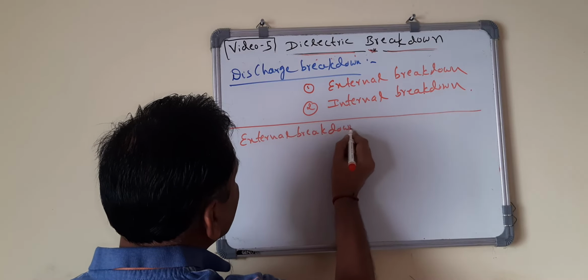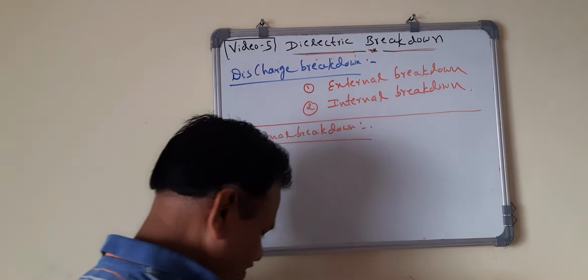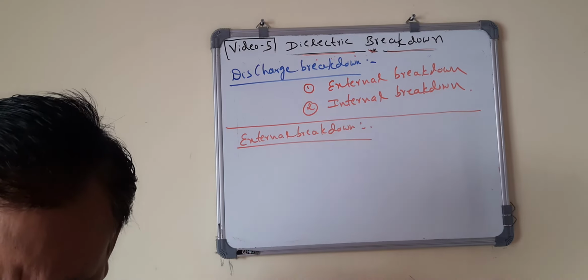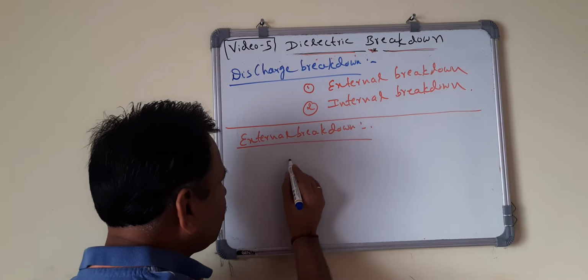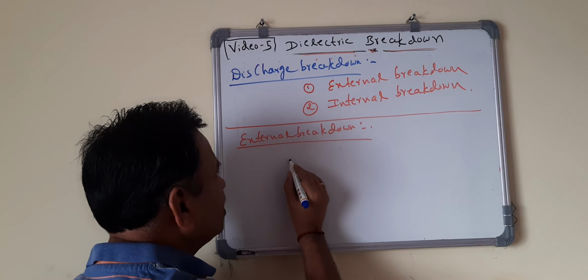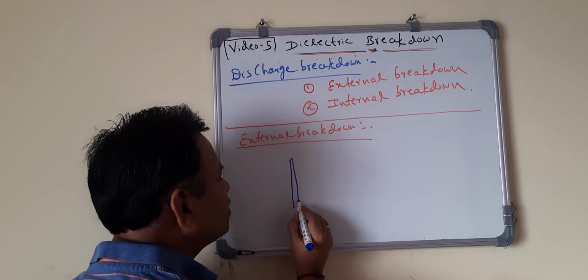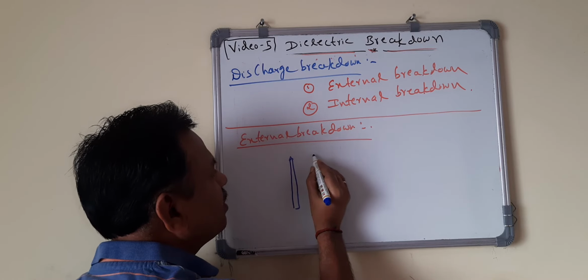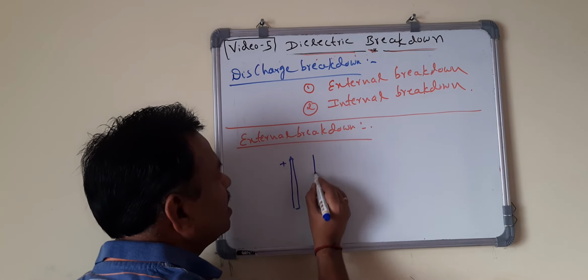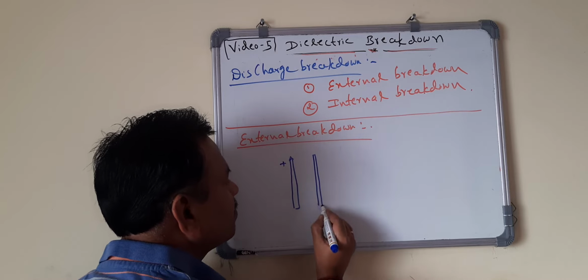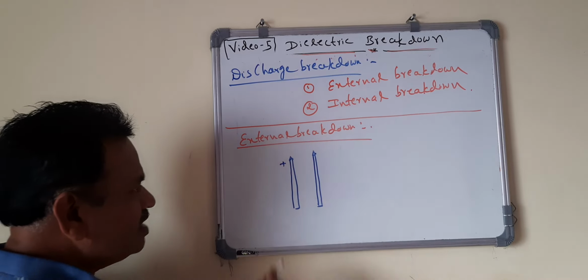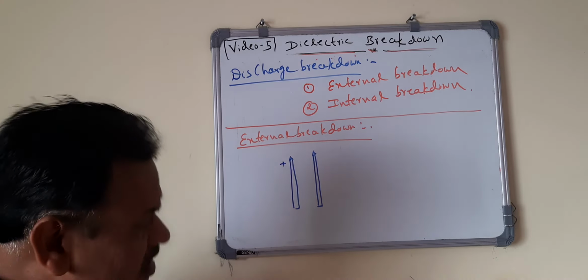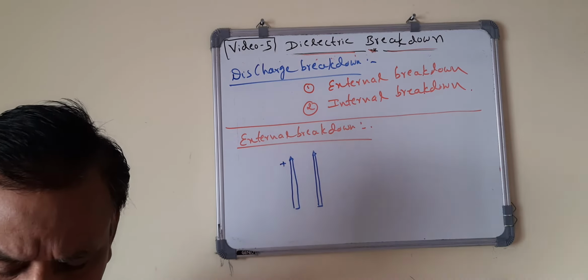Here a little bit of knowledge of electrostatics is required. This external breakdown occurs when the electrode is there, one positive and one negative. If the electrode is pointed in shape, this is the positive and this is the negative, and this also has pointed ends. These are defects in making the electrodes, positive and negative.